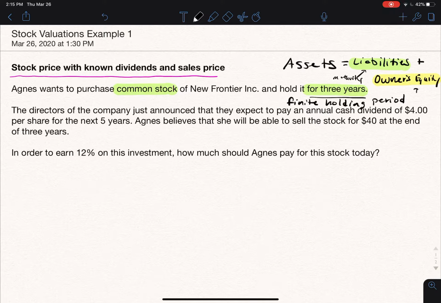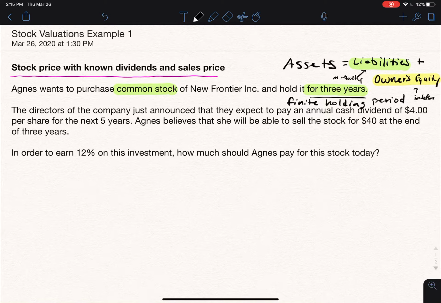Because somebody could purchase a share of stock, and they could hold it indefinitely. We don't know. It really depends on what that investor's strategy is, the reasons why they bought the stock in the first place. Is it a part of a portfolio? Are they day trading? We don't know, right? And since we don't know, it's indefinite.